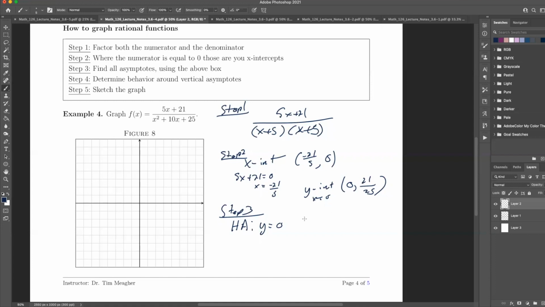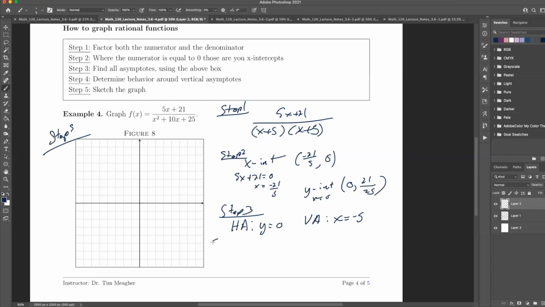All right, so the vertical asymptotes are everywhere the denominator is 0. Those are the roots, the zeros of the bottom one. The zeros of the bottom one are -5 and -5. So we have x equal to -5 as the vertical asymptote. Then we just need to do step 4, and step 5 is over here.